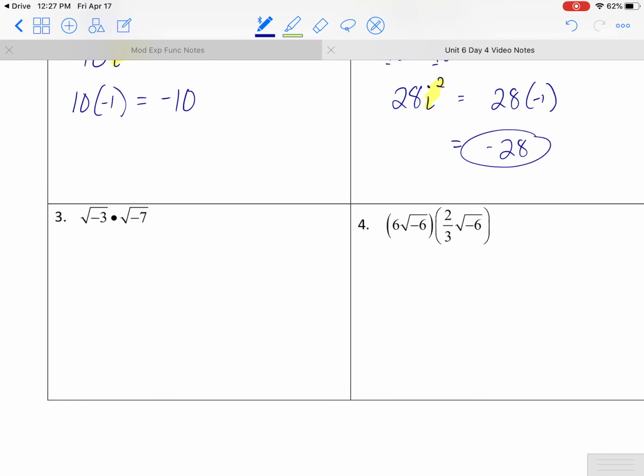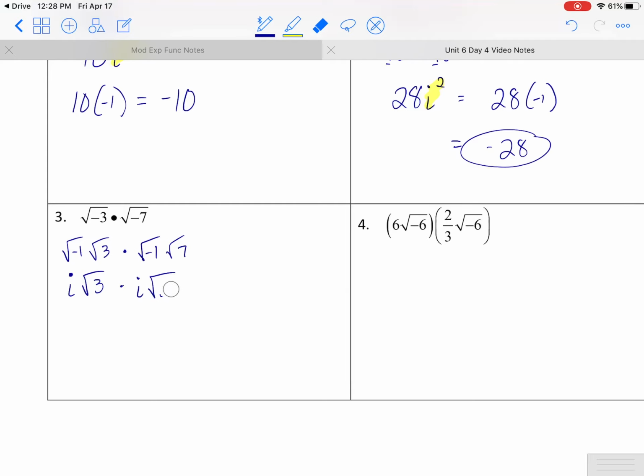All right, so let's take a look at this one. Square root of -3. That is not a perfect square. So I can break that down into the square root of -1 and the square root of 3. Same thing with the square root of -7. Not a perfect square, so I can break that down too. So if I simplify this, the square root of -1 is i, times radical 3, times i radical 7.